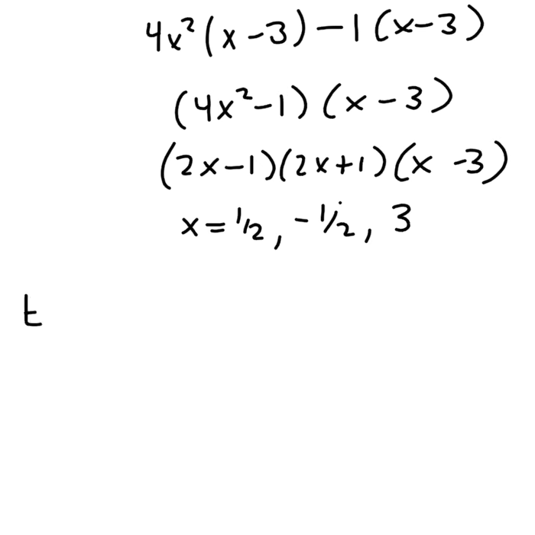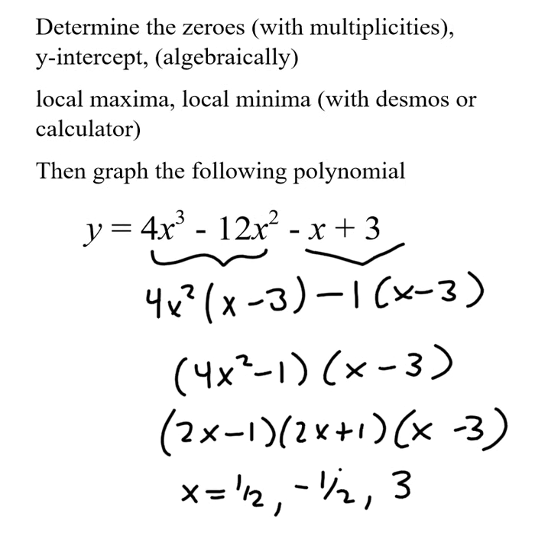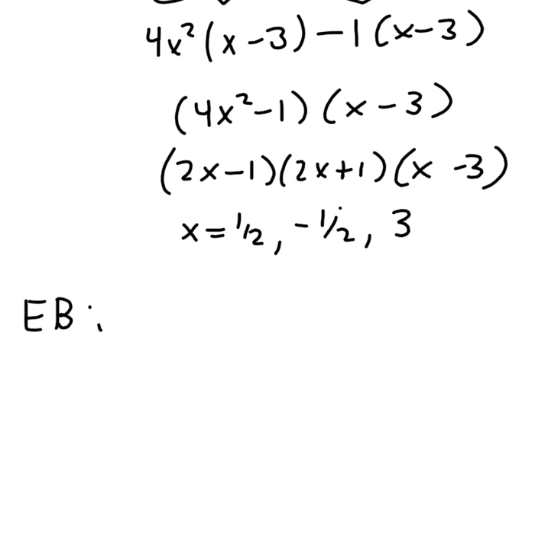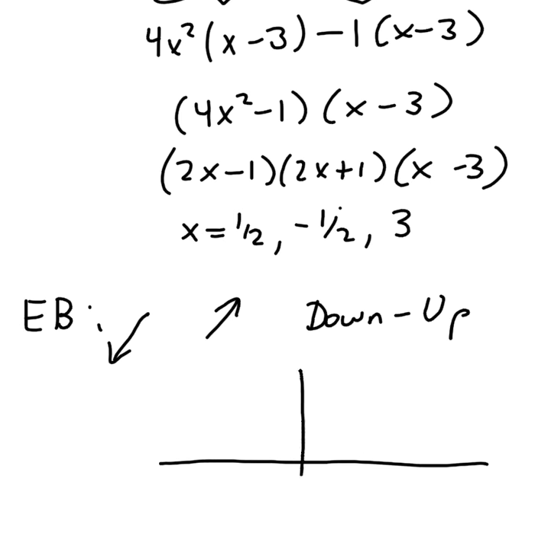Now, the other thing I want to do is what my end behavior is. So my end behavior on this one, I have an odd and positive. And so my odd is telling me opposite directions. My positive is telling me I'm starting down and ending up, or down, up, if you write it in words. So there are no multiplicities on any of my x-intercepts, so I don't have any bounces or things like that.